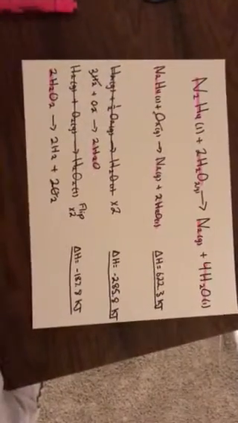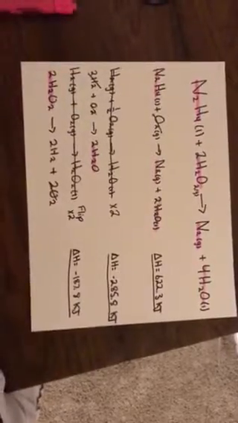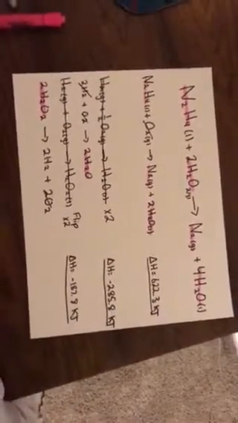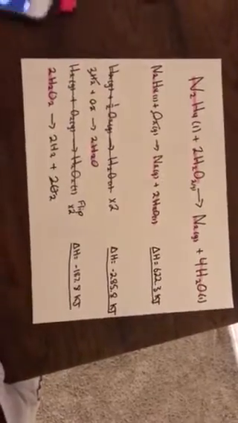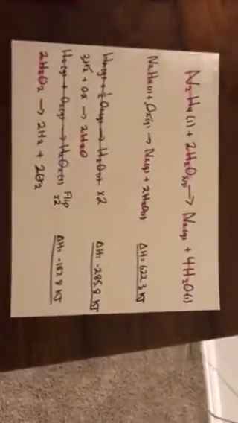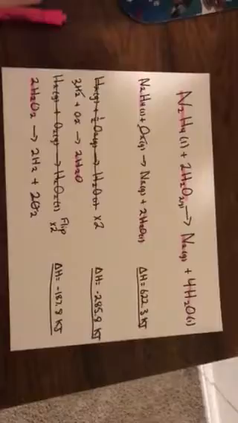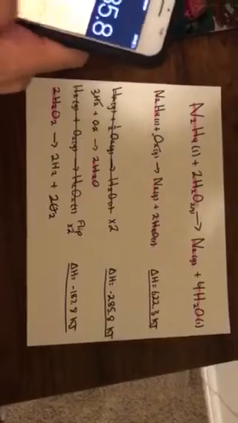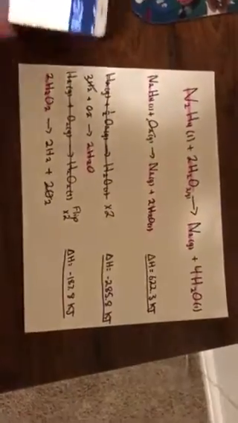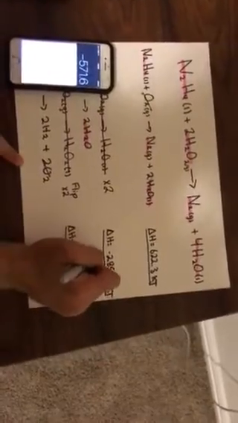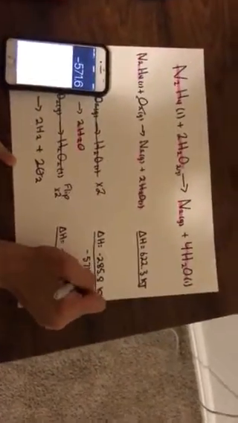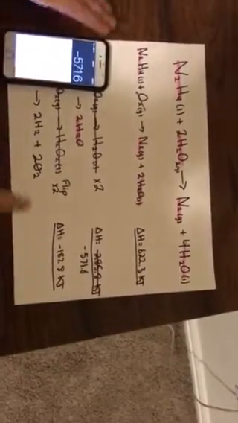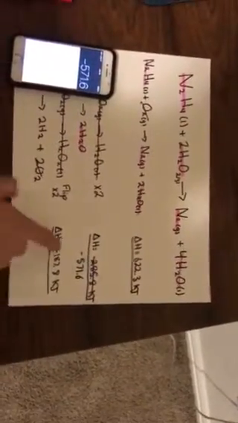kilojoules. So we can leave this one the same. However, we have to multiply this one by 2. So negative 285.8 times 2 gives us negative 571.6. Cross that out. By flipping this, we have to make this positive and also multiply it by 2.